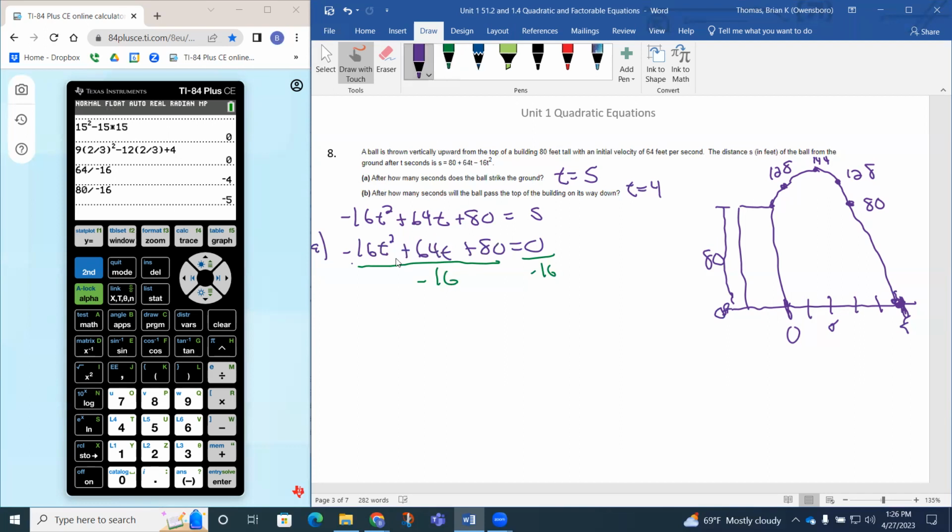So notice how the negative 16s will divide out and leave me this t squared. 64 divided by negative 16, we said is going to be a negative 4. That's going to be a negative 4t. And then 80 divided by negative 16 is going to be a minus 5. That's going to equal 0.